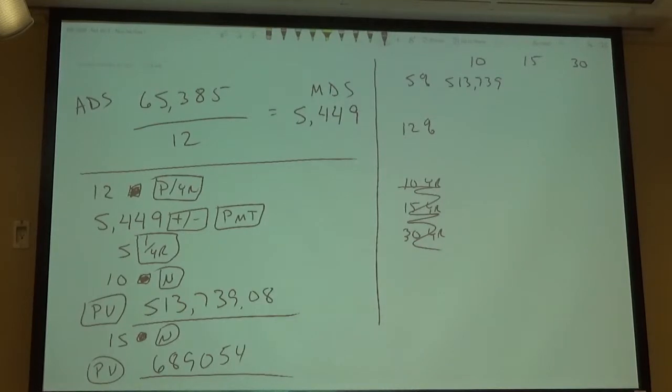$689,054, okay, and 055 rounded, okay. So in this case, 689,055. So we've increased our purchasing power, if you will, or the amount of loan that we can obtain on this property from 513,000 to 689,000 just by changing the term from 10 years to 15 years. Does everybody see that? Yes or no?